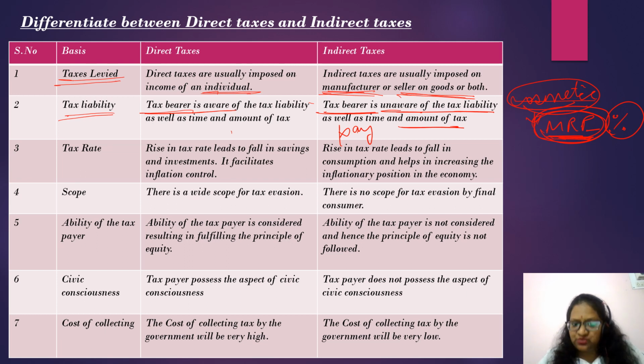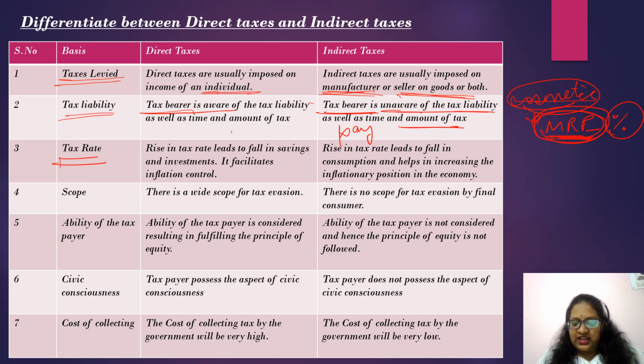But in direct tax, we know what amount of tax we have to pay. Now next comes the tax rate. Rise in tax rate leads to the fall in savings and investment. It facilitates inflation control. Now here the direct taxes are mostly levied on the income of an individual.